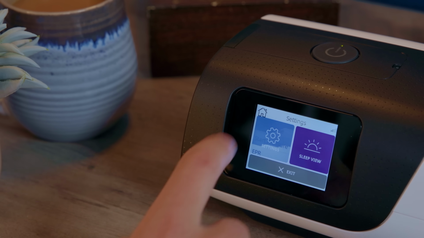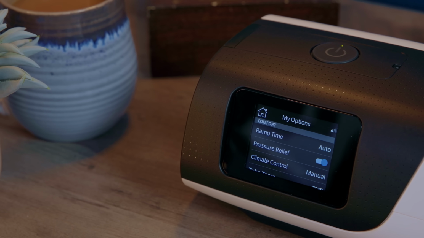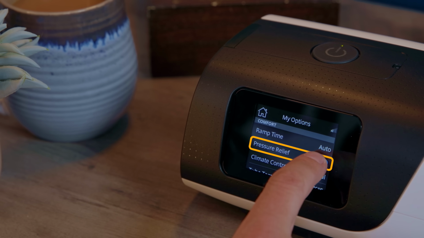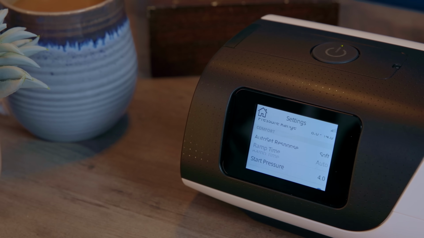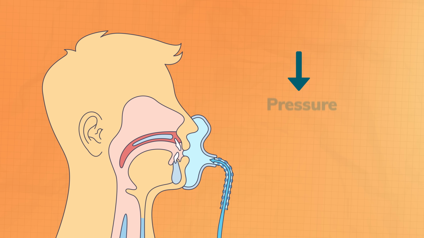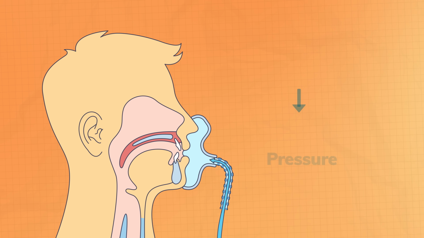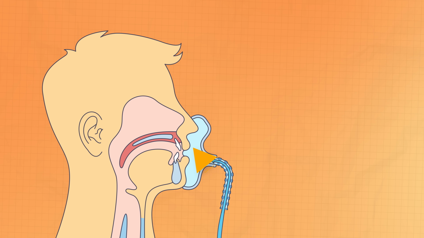The next setting is also in the My Options menu, but it's labeled differently between the patient and the clinical menus. In the patient menu, it's labeled as pressure relief, and in the clinical menu, it's labeled as EPR, which stands for expiratory pressure relief. So they're referring to the same thing here. In both cases, it's a simple on-off slider. This feature instructs the algorithm to drop the pressure when it detects that you're breathing out, which can help you exhale air against the incoming pressure more easily. Since you're looking for comfort right now, why not turn it on if it isn't already? It shouldn't negatively affect your therapy effectiveness.